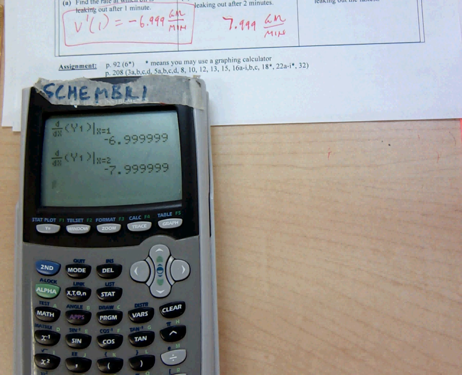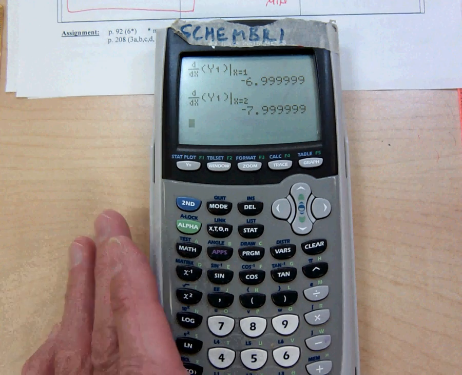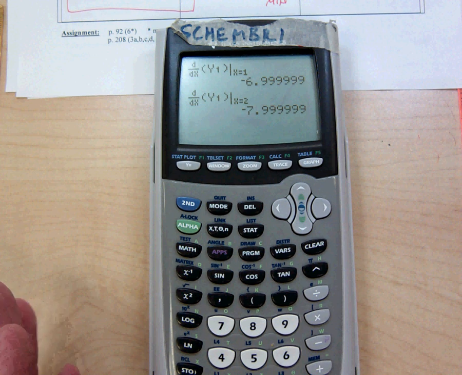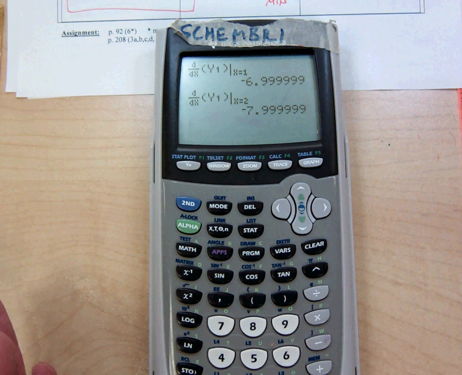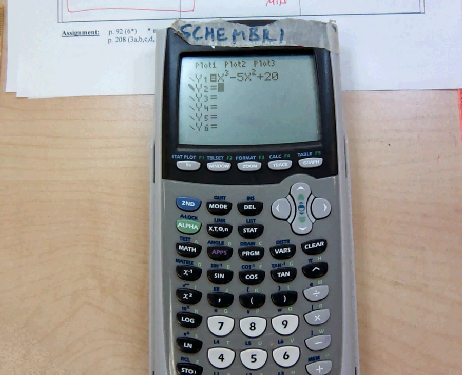Okay. All right, how am I going to find the time at which it's leaking out the fastest? Any ideas? I should probably look at the graph. Right? At all times? Okay, so how am I going to do that? What am I going to do? Find the derivative function in y2.